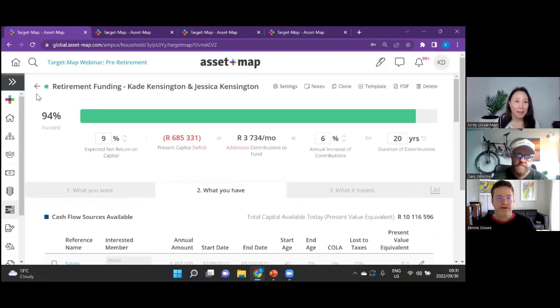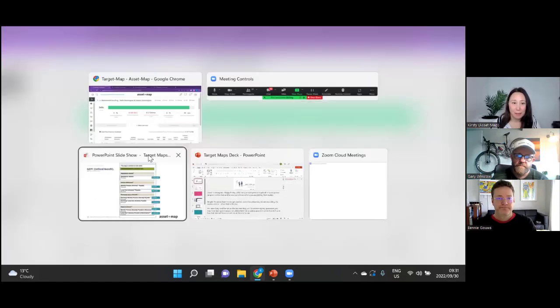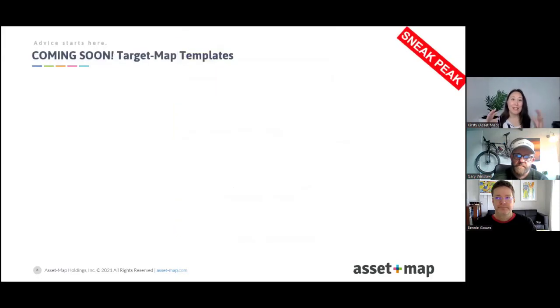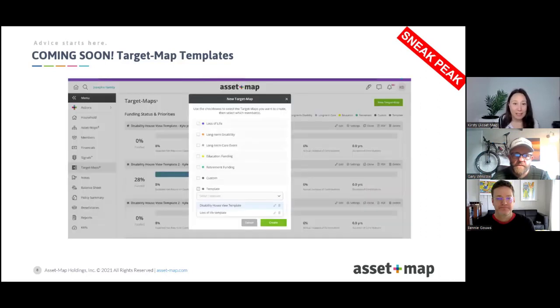Okay. All right, then I'm going to jump back to the presentation. And here we have the moment I hope you've all been waiting for, where we're going to share an exclusive sneak peek at some new functionality that's coming in. We wanted to share it with all of you first today. So coming soon in October, we'll be introducing target map templates. And that's going to give you the ability to create your own templates in target maps. So for example, here, you would have still the same options of loss of life, disability, retirement, custom, but there'll be an additional category called templates, where you can build your own house views into target maps.